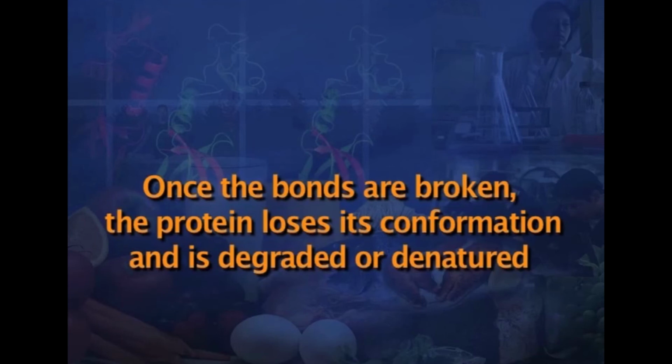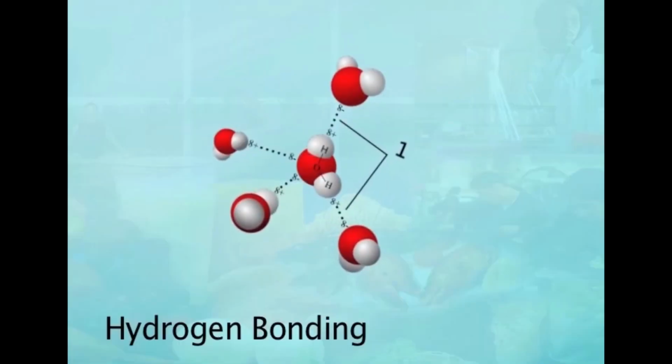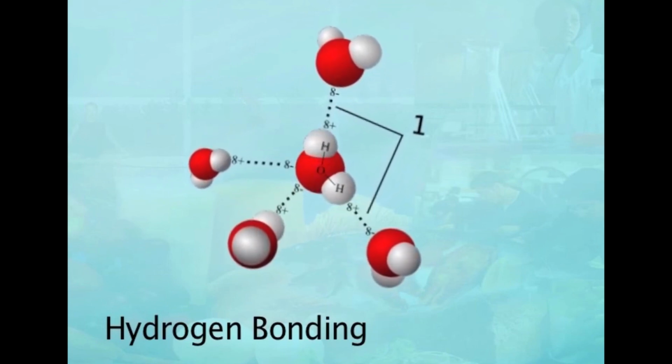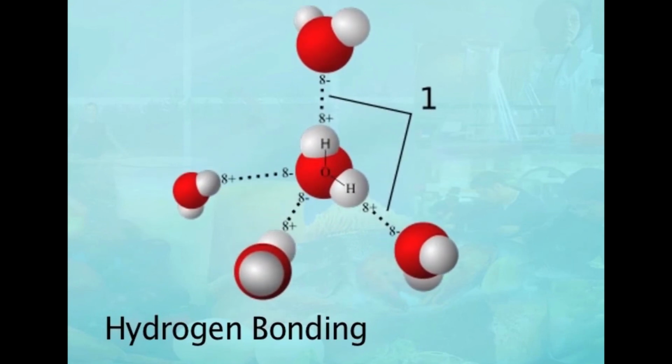It appears that the hydrophobic effects are very important initially, such that the protein collapses onto itself. Once the bonds are broken, the protein loses its conformation and it is degraded or denatured. Now, when we speak of hydrogen bonding, hydrogen bonds form first as a protein folds itself into the secondary structures, defining the regions of the secondary structure.